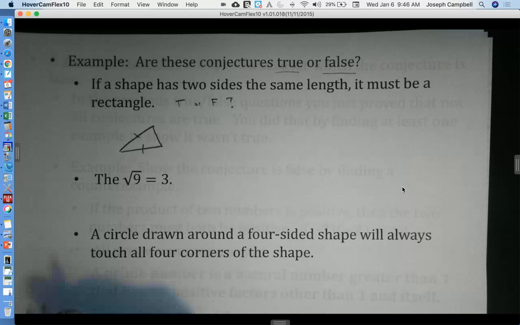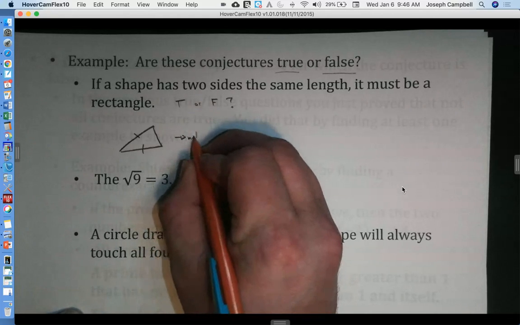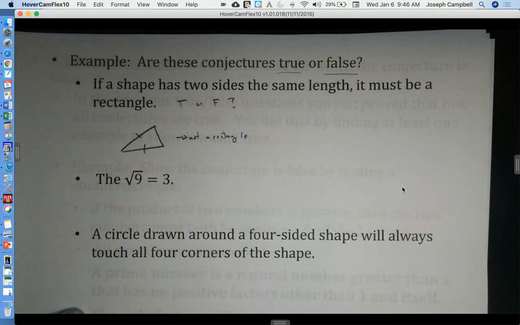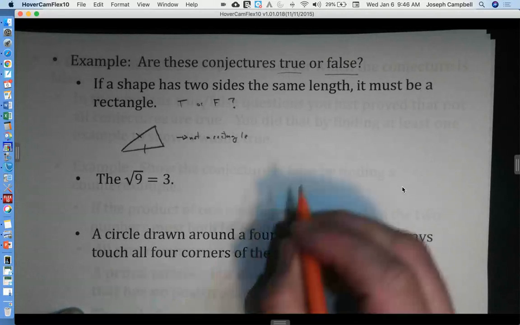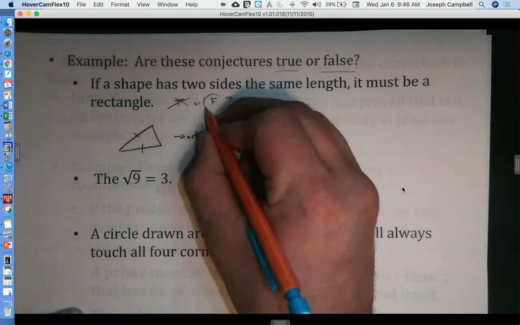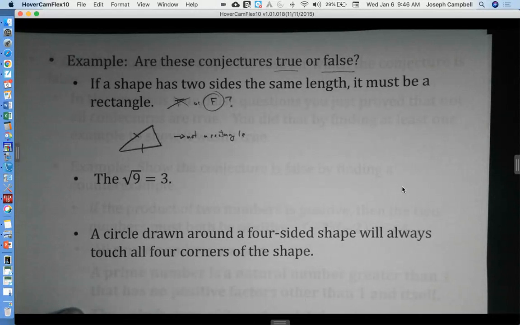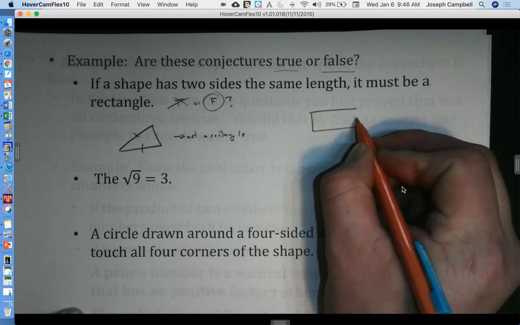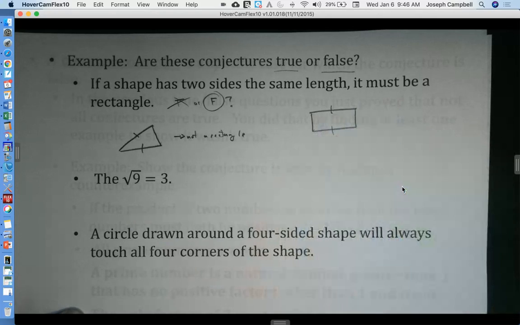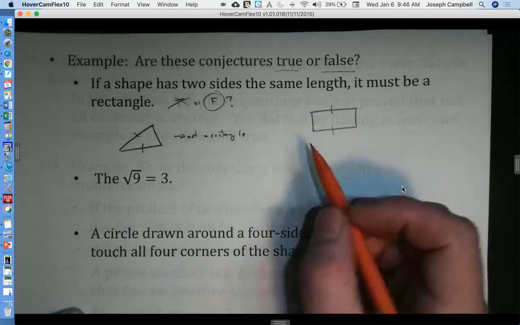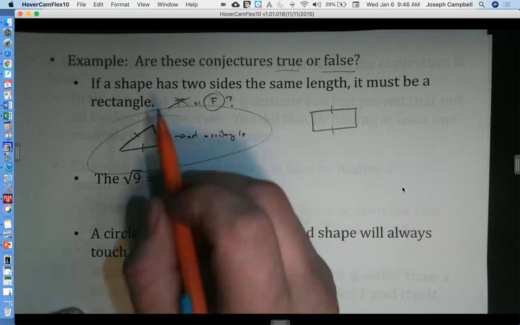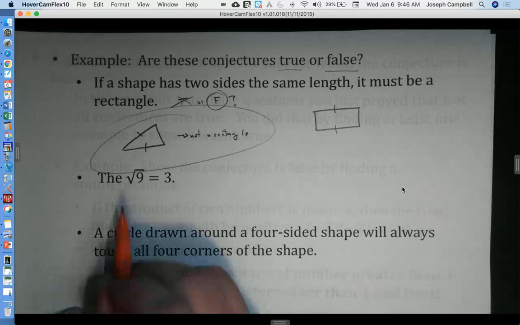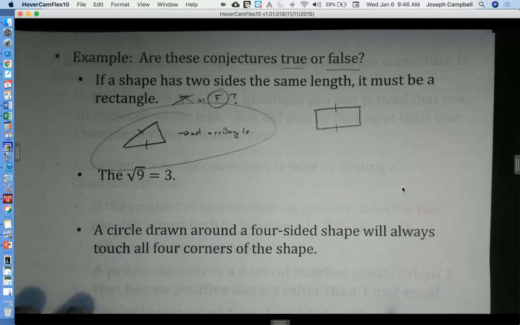Okay, so this would be an example where this is not a rectangle. So clearly we have a counterexample, something which shows this to be false, right? So this is clearly not true. This is false. I mean, I might be able to find an example where that is true, right? If I draw a rectangle, I have two sides the same length, right? That's a rectangle, but I found an example where that's not true. So I can't say this is always true. Okay, how about this one? The square root of 9 is 3.